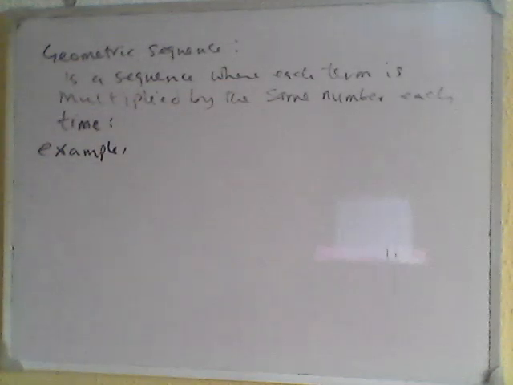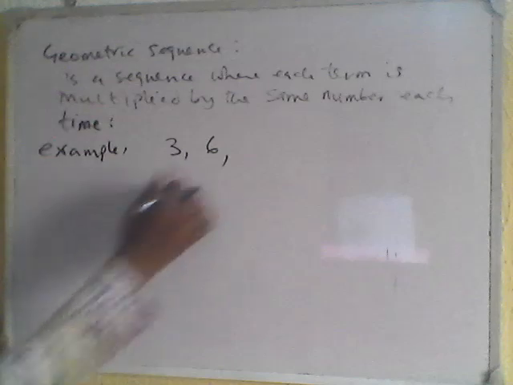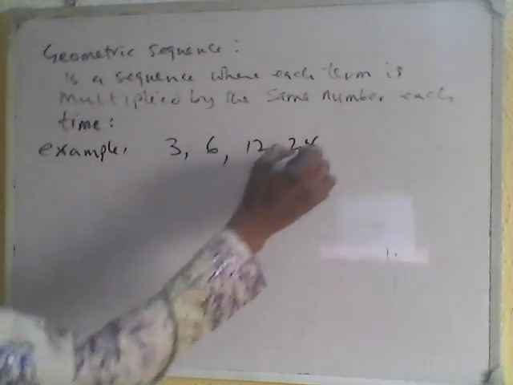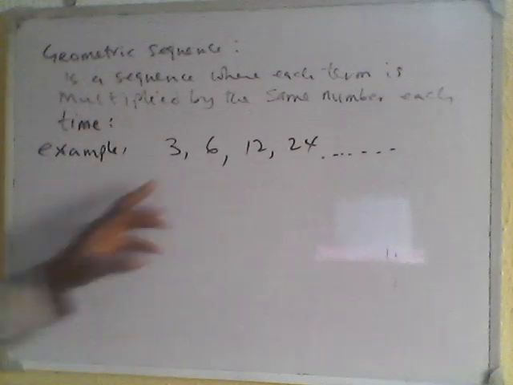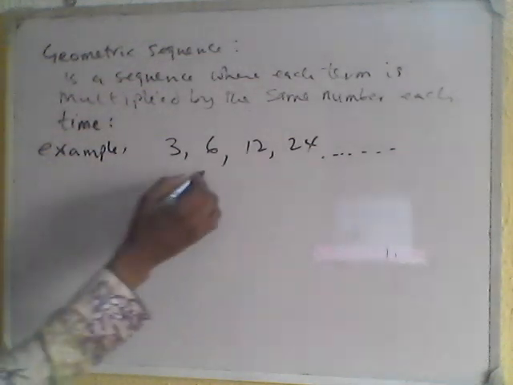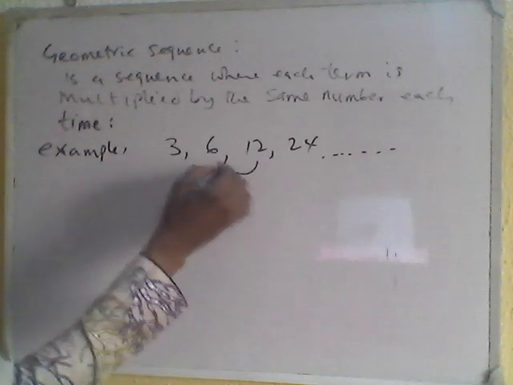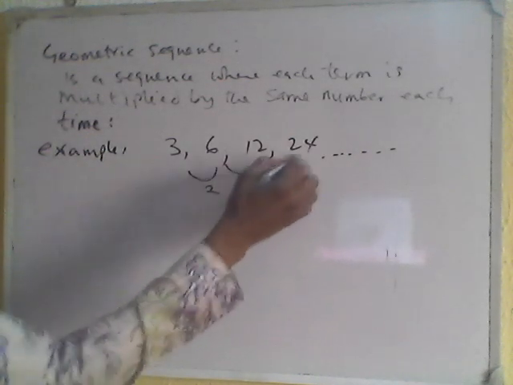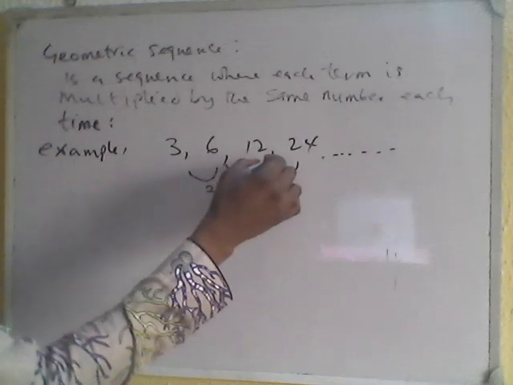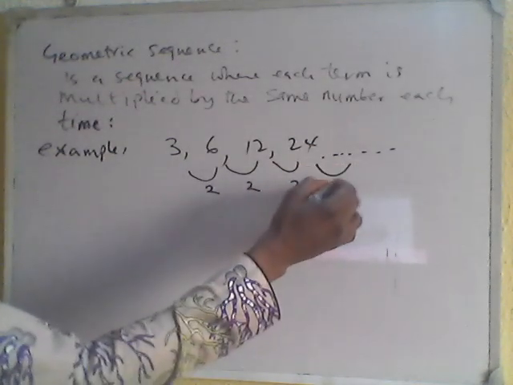So for example, if I have this sequence 3, 6, 12, 24, and so on and so forth. Now you see that there is a common ratio: if I divide 6 by 3, I get 2. I divide 12 by 6, I get 2 again. I divide 24 by 12, I get 2.